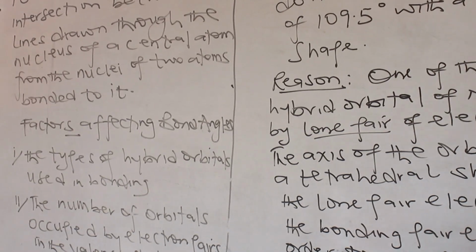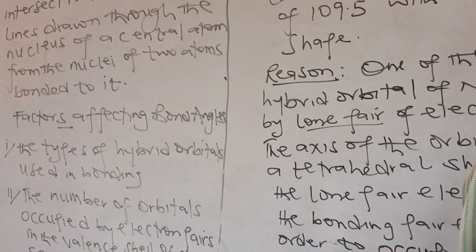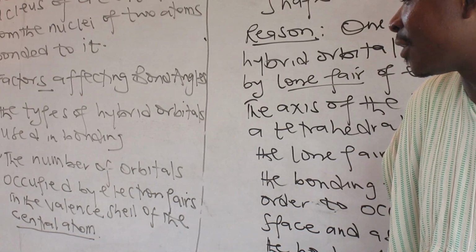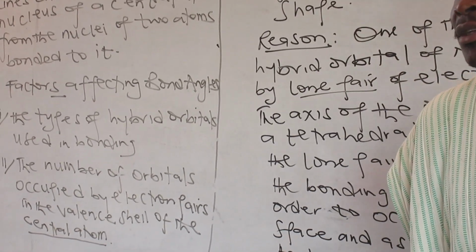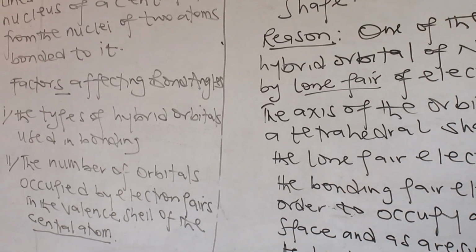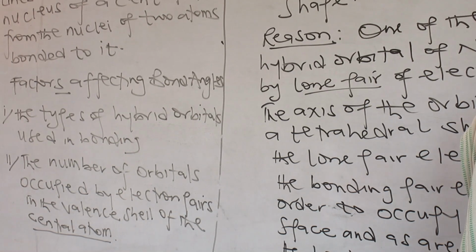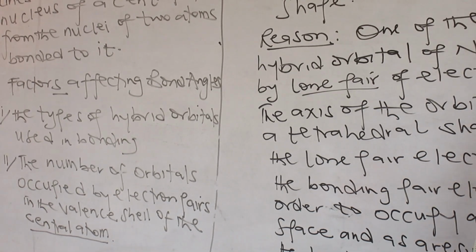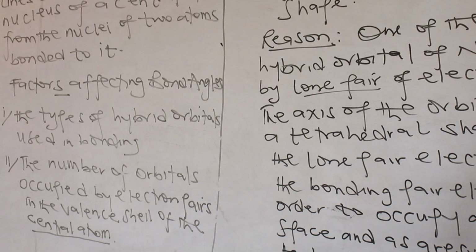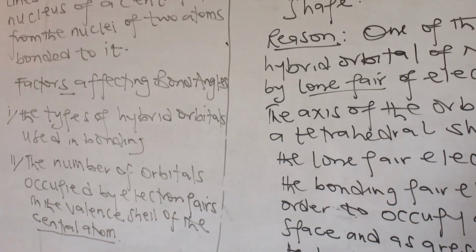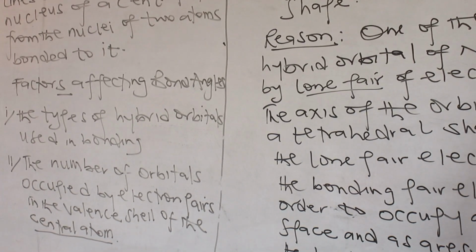Yes. The number of orbitals occupied by electron pairs in the valence shell of the central atom. So you check your central atom. If the number of electron pairs are present, right? So we have some electron pairs present in the central atom, can also affect the bond angle. If you don't have them, it will also account for something.